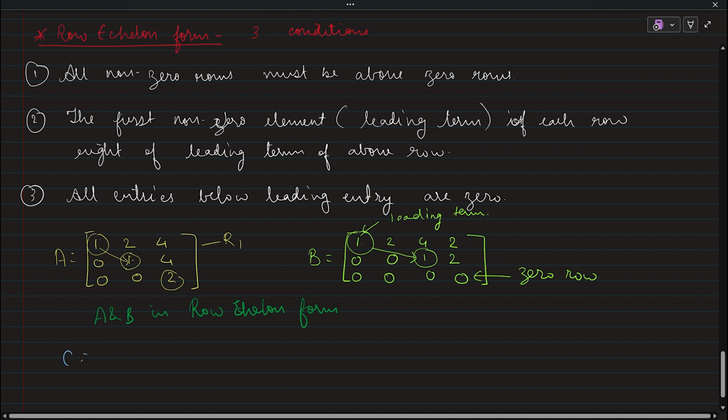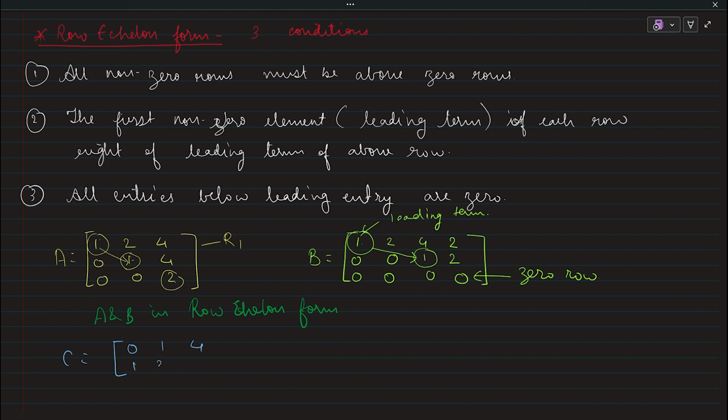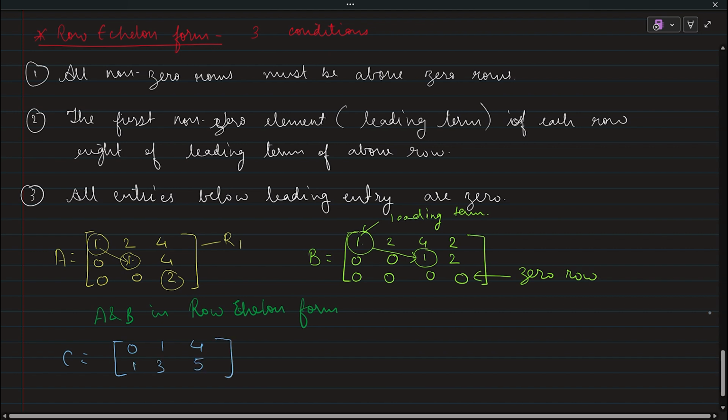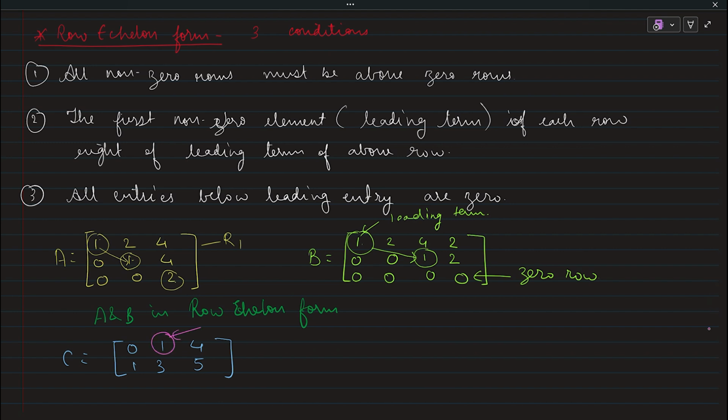Now let's have another matrix, matrix C, which is equal to 0, 1, 4, 1, 3, 5. Now we can see that in the first row our leading term is this one. So in the second row the leading term should be at the right side, that is here, but the leading term for the second row is on the left side of the leading term of the row above. So this is not a row echelon form.